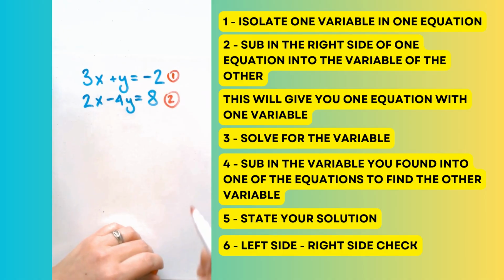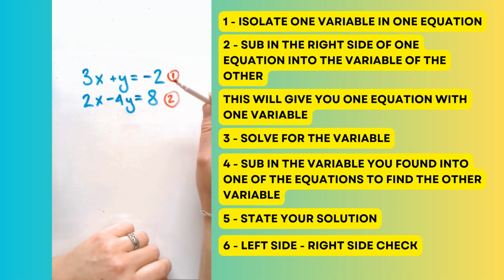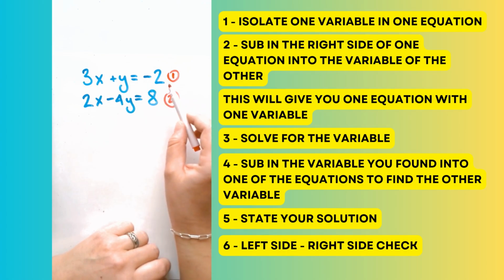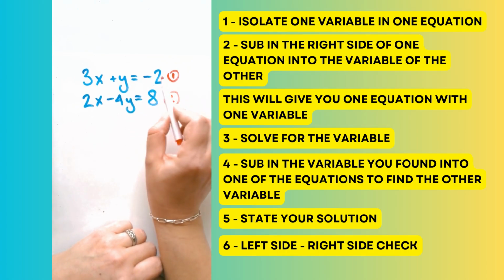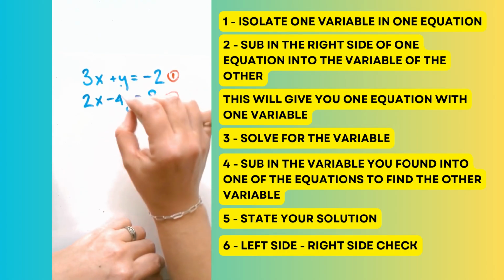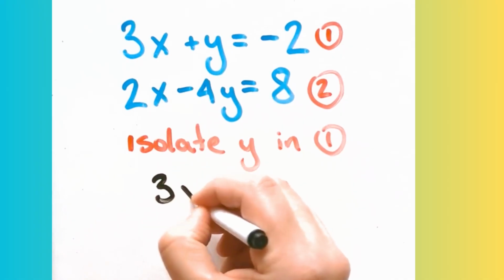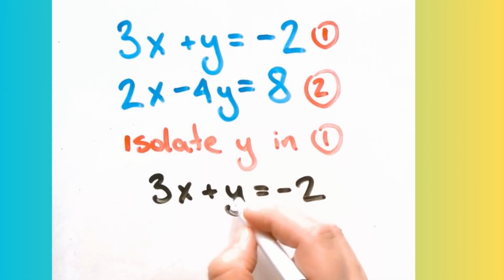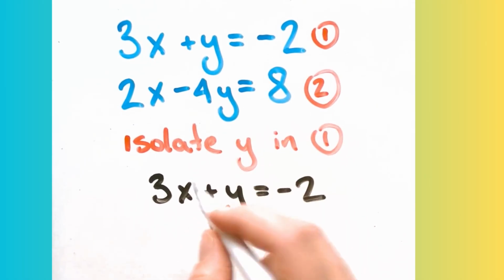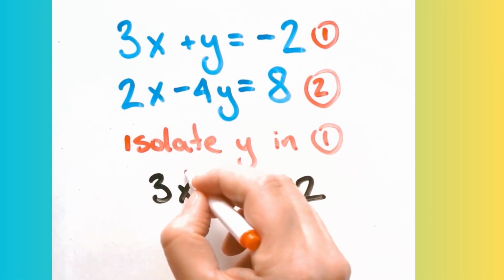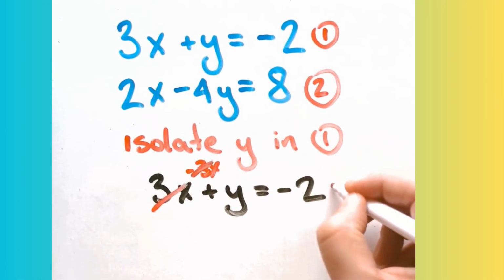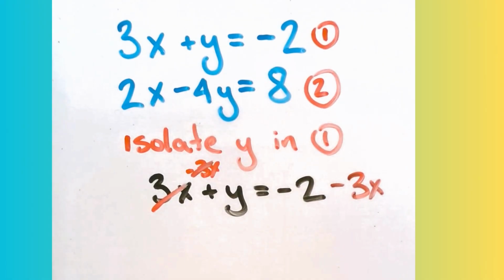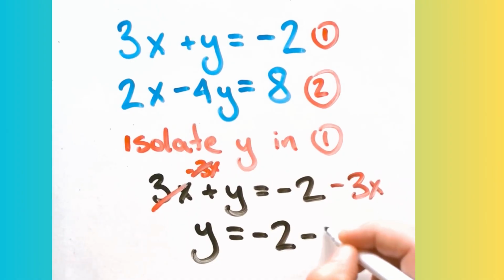And now we need to isolate one variable in one equation. It helps to have a look and see which one would be the easiest to isolate. Here I can see that y from equation 1 would be the easiest to isolate because I'm not going to have to divide it by anything. In order to isolate a variable, I need to bring everything from one side to the other side and just leave the variable. In this case, I have 3x plus y. I'm going to subtract 3x from both sides to cancel it out, and over here it's going to be minus 3x. So my new equation is y equals negative 2 minus 3x.